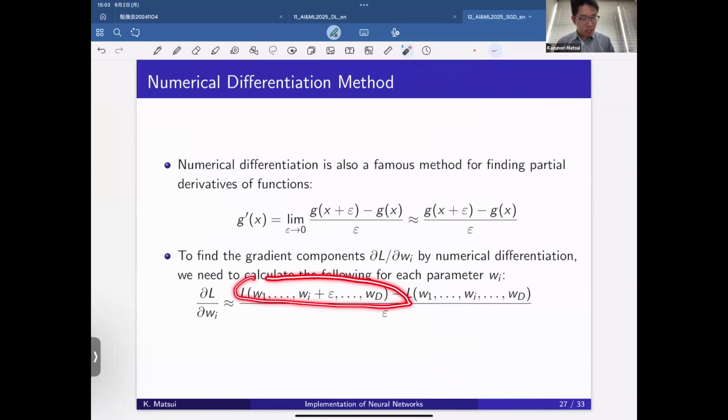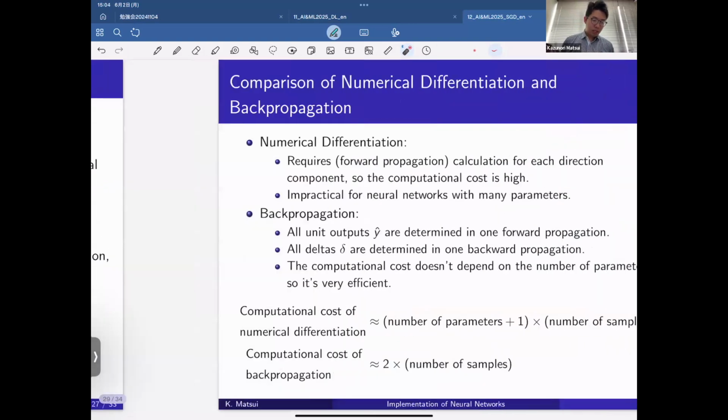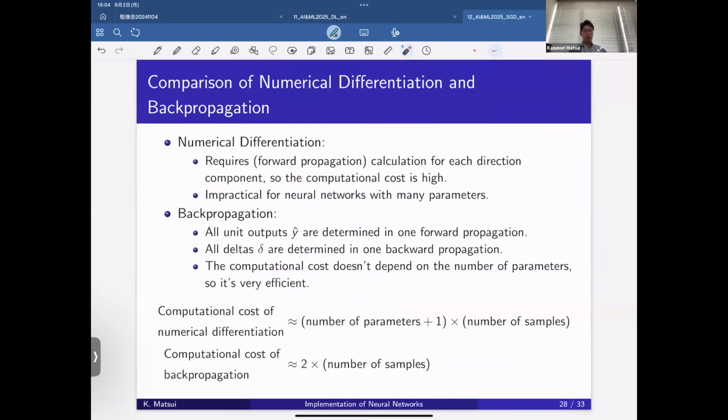So for each direction component of each W, when there are W1 to WD, we need to calculate the case where we add epsilon to each one. So the computational cost becomes large. Especially since the number of parameters is very large in neural networks, the computational cost becomes particularly large.